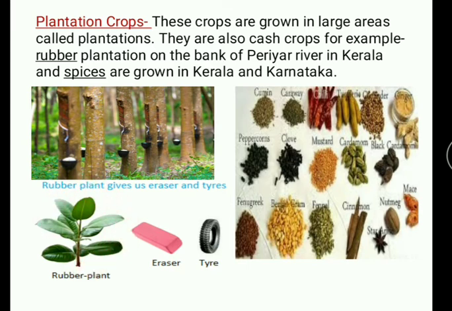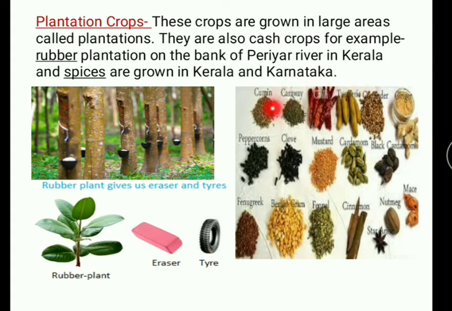Now, what do we get from the rubber? From the rubber, it is used to make tires, erasers, footwear, sport goods, mattresses. Many things we produce from the rubber plant. And that is collected through the latex, which comes out in liquid form from the rubber tree.